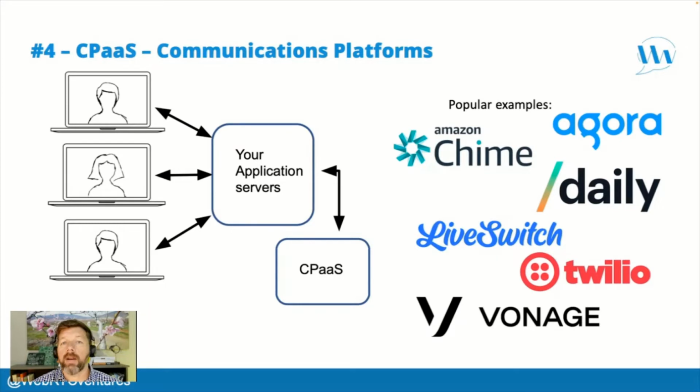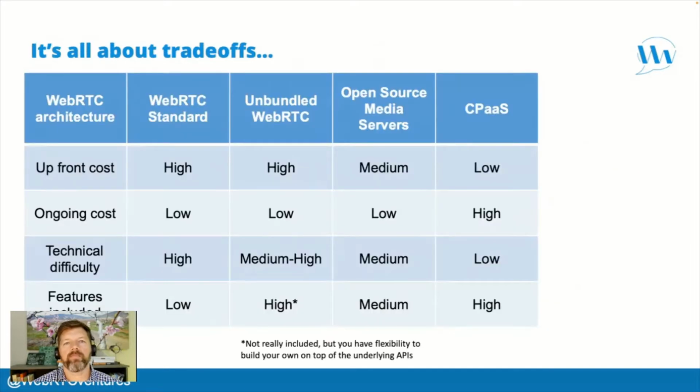And there are a lot of options to consider here again: Agora, Amazon's Chime SDK, Daily, LiveSwitch, Twilio, and Vonage. All great options to consider for different scenarios, depending on what works best for your particular use case, language or library support that you need, billing model that you need, etc. Now, which one of these solutions is right for you? It depends. It really is all about different trade-offs. And so the way that we recommend you consider these trade-offs is a few different parameters here. What is your appetite for the upfront cost? How much is it going to cost to build this application?